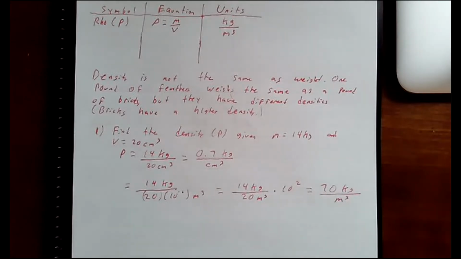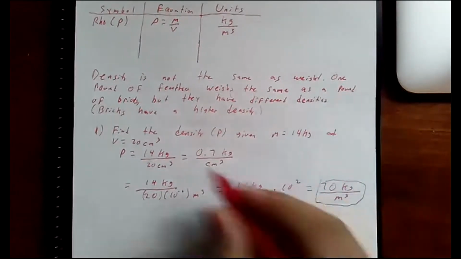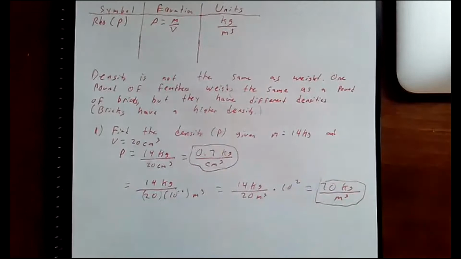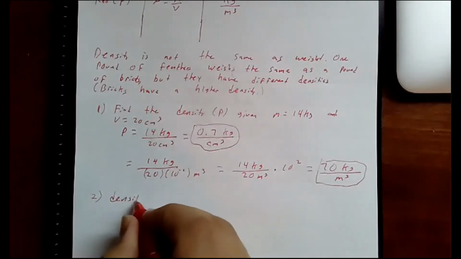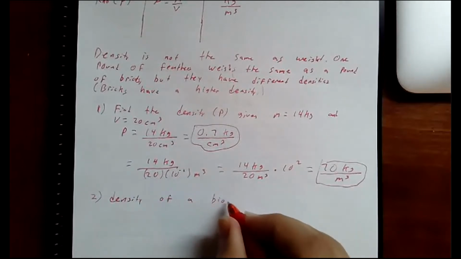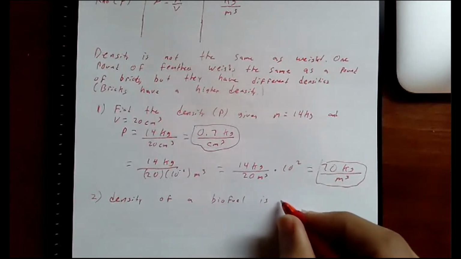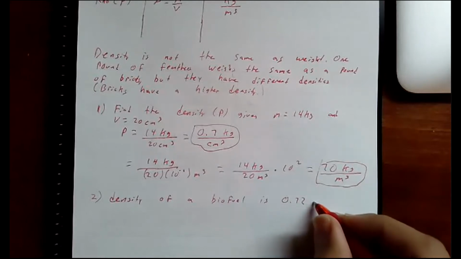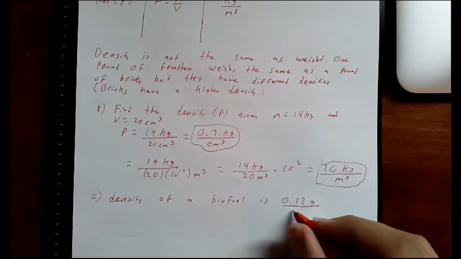Okay. So I'm just going to do both, just in case it comes up. So here's our final answer. All right. Density of the biofuel is 0.72 grams per centimeters cubed.